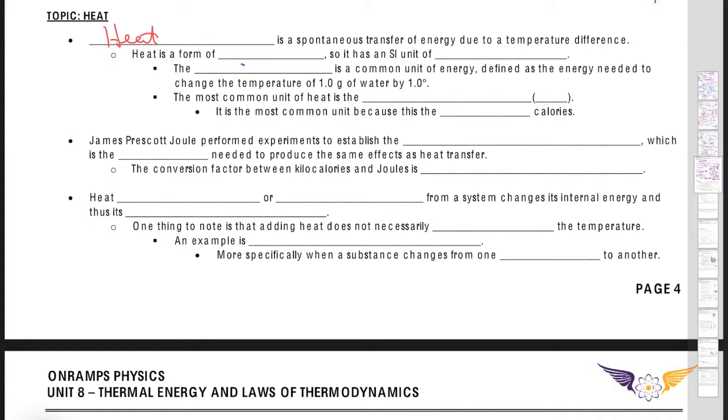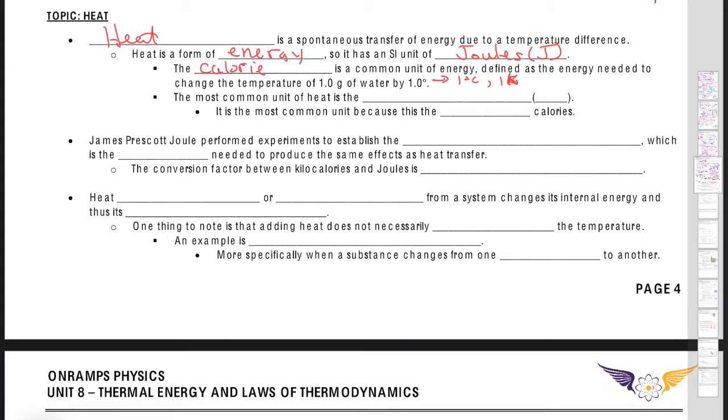So the hotter item is trying to give the colder item more energy. Because heat is a form of energy, it has an SI unit of joules. Now, in chemistry you talked about the calorie, a common unit of energy defined as the energy needed to change the temperature of 1 gram of water 1 degree. Remember, this 1 degree can be 1 degree Celsius or 1 degree Kelvin, because the temperature differences between the two are the same.